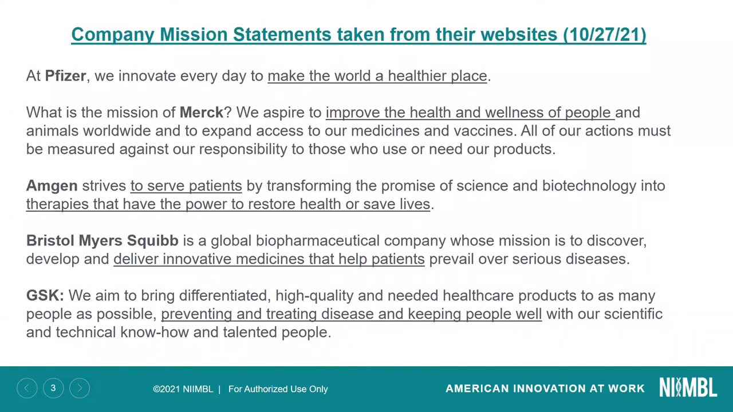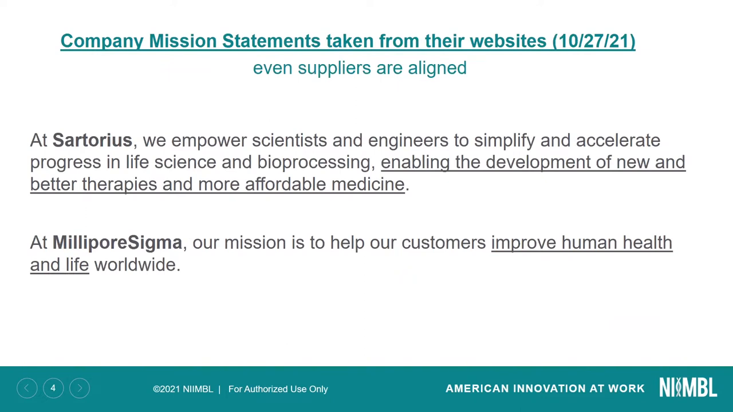On the next slide, I took some language from vendors and suppliers. Again, just pulled from Sartorius and MilliporeSigma. They also reference in their mission enabling the development of new and better therapies, more affordable medicines, improving health and life worldwide. So I think it's fair to say that from the industry side, whether you're directly in the regulated industry or work closely with the regulated industry, there is broad alignment on what we want to achieve together.